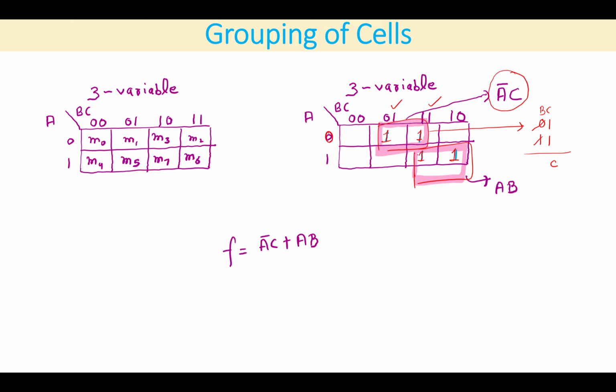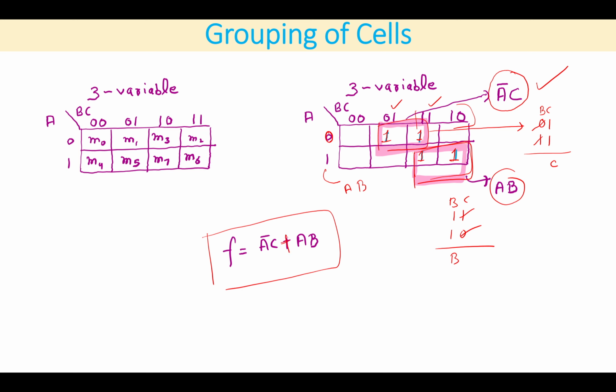Now the second pairing, because these two 1s are combined. In this term, the vertical line A1 represents A. In this stage, 1 1 and 1 0, what is the common term? The common term is B only, so that is B. So the final expression is A bar C, because this is A bar C, and this is AB. Both we have to add in the SOP expression. So this is the Boolean expression of this K-map.